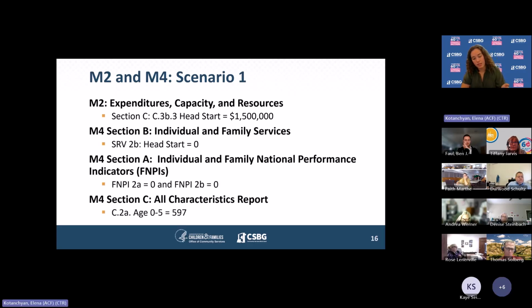And another component to it, let's say once we move to Section C, the all characteristics report, we have age-specific 0 to 5, and we have 597 kiddos. Numbers are completely made up, just want to warn you as well. So 597 kiddos reported, right, we do have demographics of participants. It seems like there were 597 kids served by the agency, but they could have been served in other programs. It doesn't have to be Head Start. But most likely, if you do have Head Start money, those kiddos are also going to be receiving Head Start services. So I just always want you to look a little bit closer at the numbers that are reported.